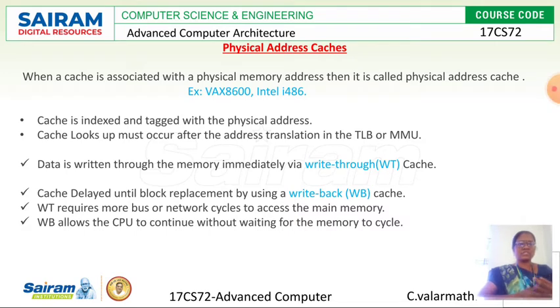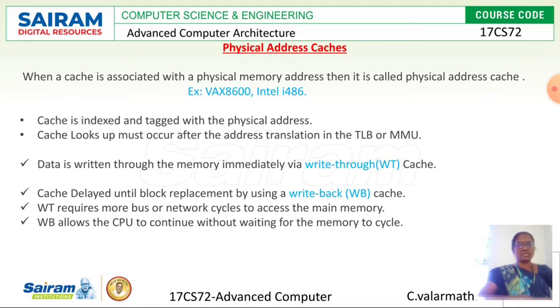The first model is physical address cache. When the cache is associated with the physical memory address, it is called a physical address cache. The example processors are VAX 8600 and Intel i486. These two example processors come under the type of physical address cache.